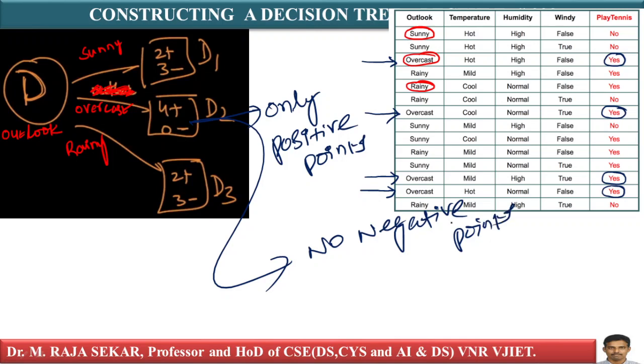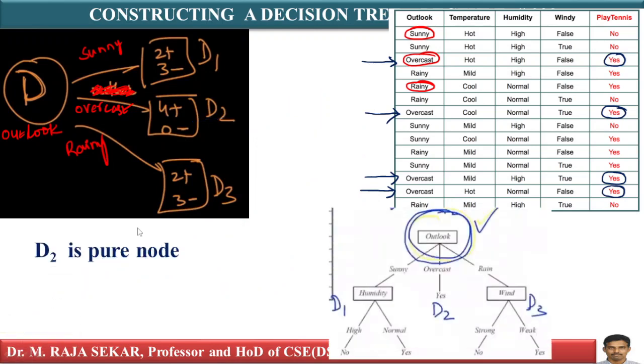Remember, what is the objective of a decision tree? Given a query point xq, we have to find its corresponding yq, isn't it? If your outlook is overcast, this D2 is known as a pure node, isn't it? Why? Because it has got only one class label.